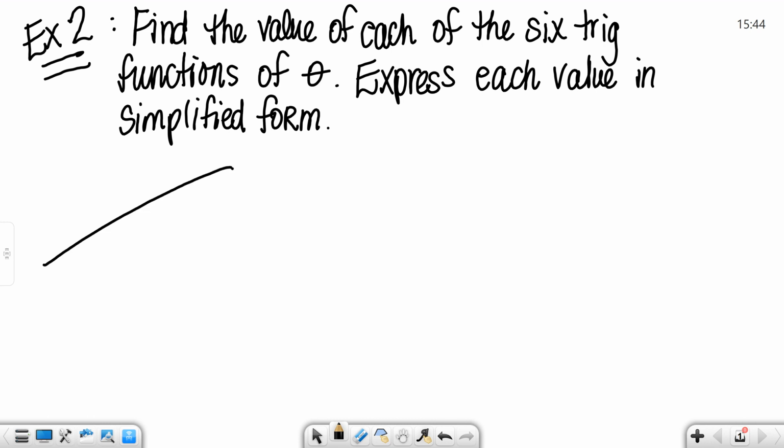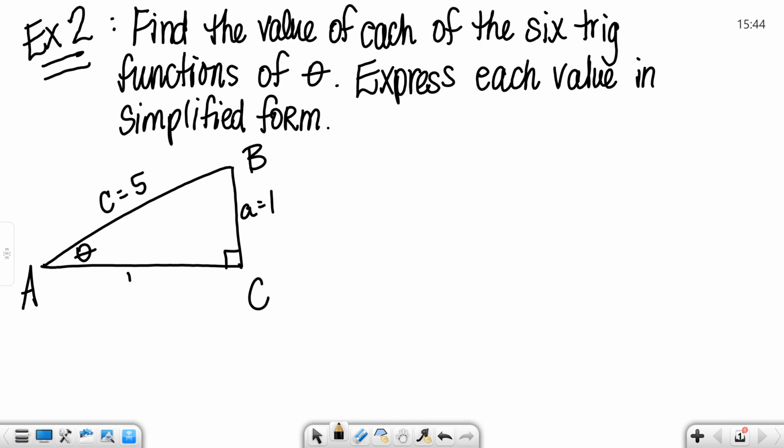All right, so let me draw our little triangle for us. It looks a little different this time. Okay, here's A, B, and C. Those are angles. I'm going to put theta right here. So my A value is 1. My C value is 5. This time, I don't know what B is. We are asked to find the 6 trig functions: sine, cosine, tangent, cosecant, secant, and cotangent. Before I can do any of that, I must first find B.